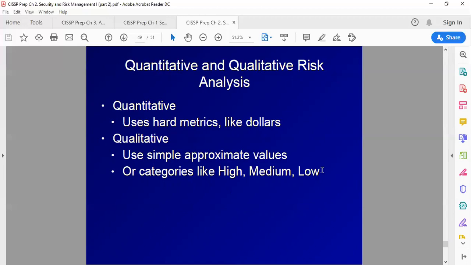Okay, suppose the brand name of your company is lost. What type of risk is that? This is a qualitative risk, because we are not able to put a figure on it. And if you measure a loss or any risk in dollars, then it's a quantitative risk. So try to understand both things.